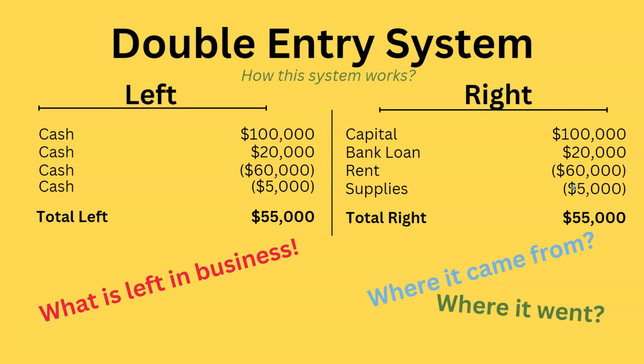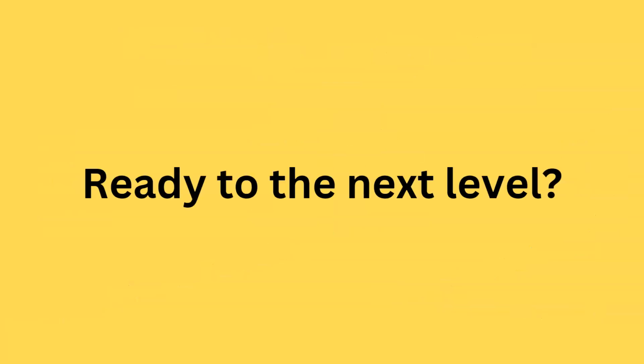So, in that way, we understand now how this double entry works. The left side tells us what is left in the business, and the right side tells us two things: where it came from and where it went. The positive transaction tells us where it came from, while the negative transaction tells us where it went. Okay? So that's a fundamental, and I need you to understand this one because the next level will be more videos to understand, and I need your focus on this.